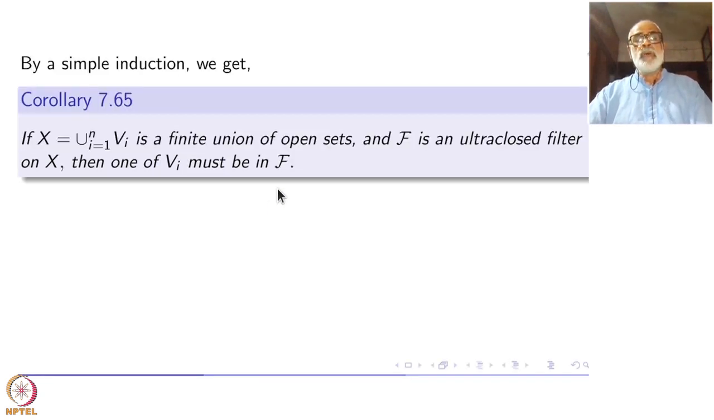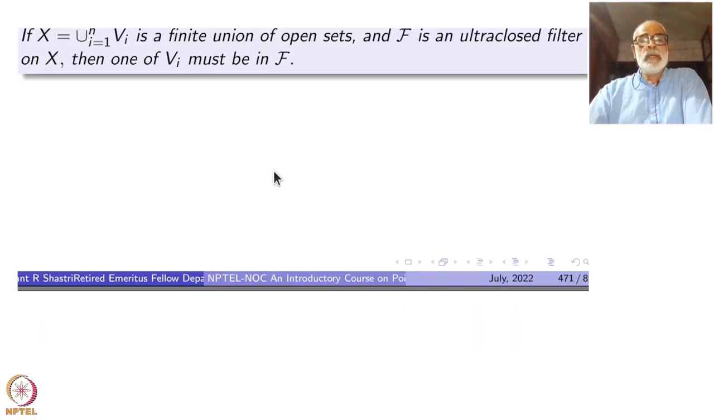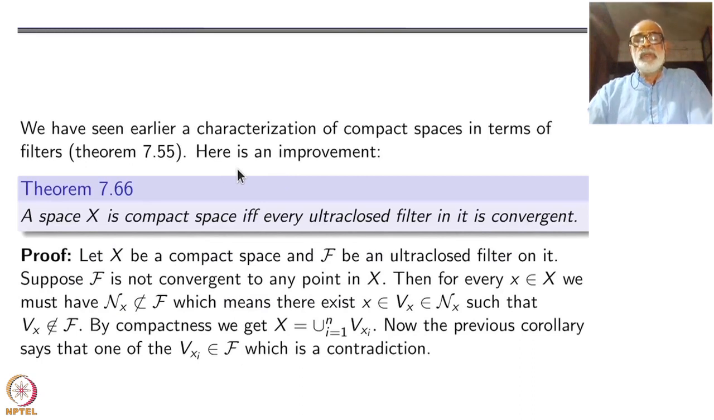Alright. From this, let us deduce another important result, the characterization of compact spaces in terms of ultra closed filters. Remember, in an earlier theorem, we had characterized compact spaces in terms of ultra filters: every ultra filter is convergent is a condition which ensures that X is compact, and conversely. So exactly the same result now: a space X is compact if and only if every ultra closed filter in it is convergent.